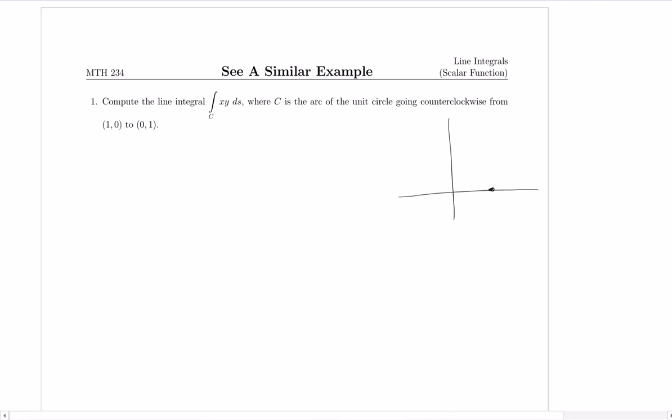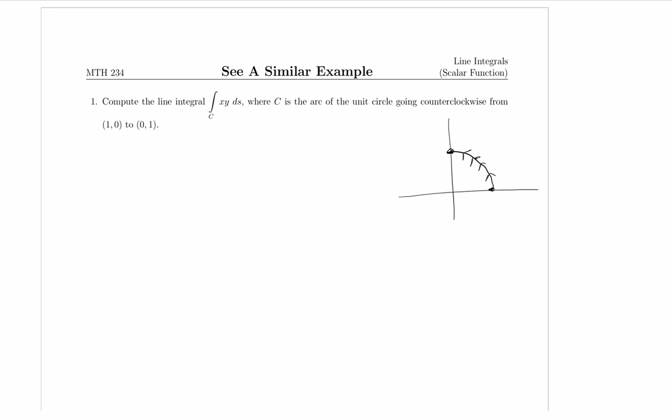So here's (1, 0), and it goes to (0, 1), counterclockwise. So the curve goes something like this. Okay, so that's our curve.